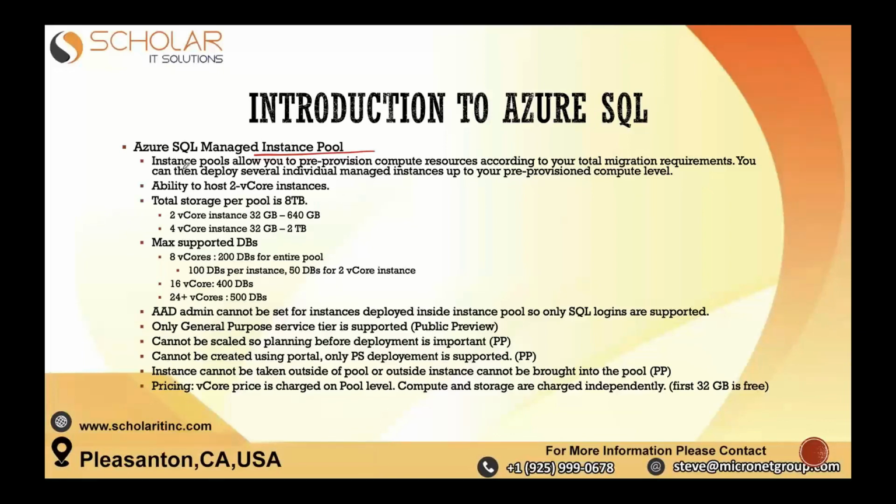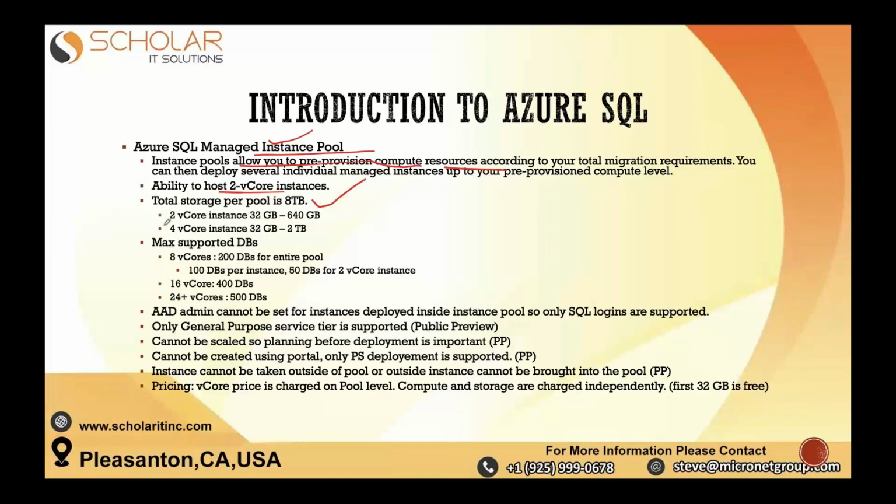Okay, yeah. So, instance pool, as I said, allows you to pre-provision compute resources. It will spin up a big instance based on whatever you choose: the model, the number of vCores, the storage and everything. You spin up a pre-provisioned compute VM, and then you create your managed instances inside that. Usually for a single instance, the minimum number of vCores is 4. In a managed instance pool, you can have an instance of 2 vCores as well. The total storage in one pool can be a maximum of 8 terabytes.